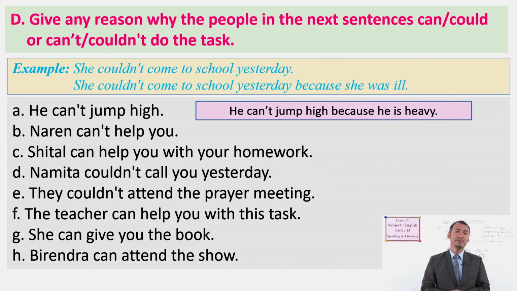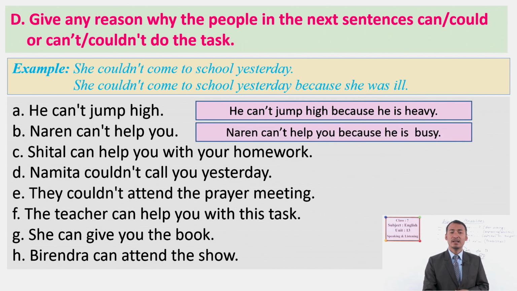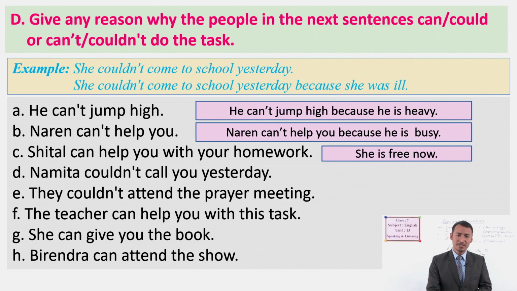Naren can't help you. What may be the reason? Because, yes, you're right. Naren can't help you because he is busy. When someone is busy, he can't help you. Sital can help you with your homework. Why can she help you now? Because she's free now. Okay, I'll just give you the reason here. Please make it a full sentence. Okay, so I'm going to give you just the reasons and just the clues here now.